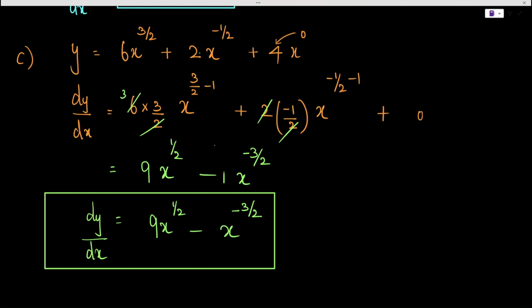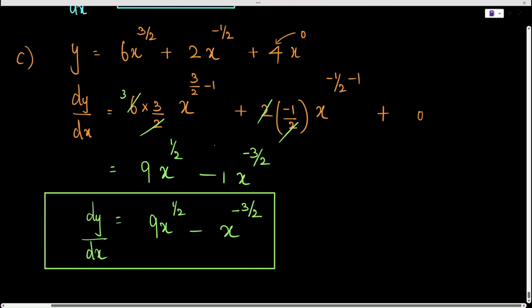And this is the simple differentiation, not differentiation by first principles.